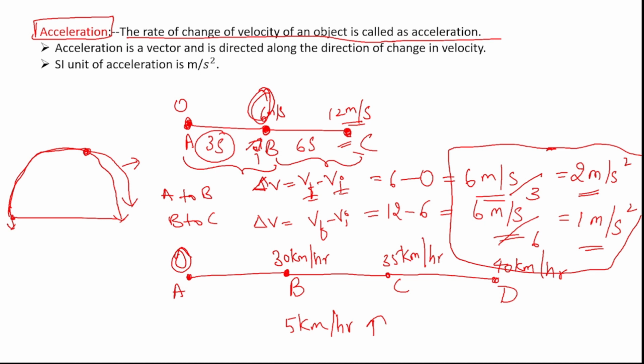Okay, and acceleration is a vector quantity. Ante vector quantity ante enti? It gives both direction and magnitude. Okay, and the SI unit of acceleration is meter per second square. Okay, we have observed in this case, right? We have got meter per second square. How have we got that? Displacement by time, right? That is acceleration.